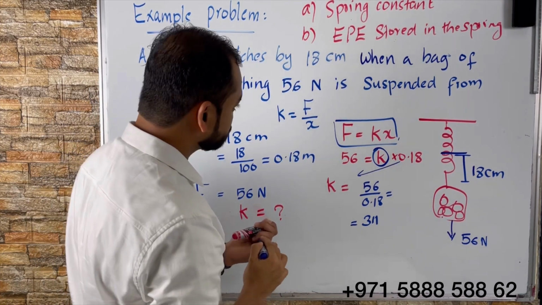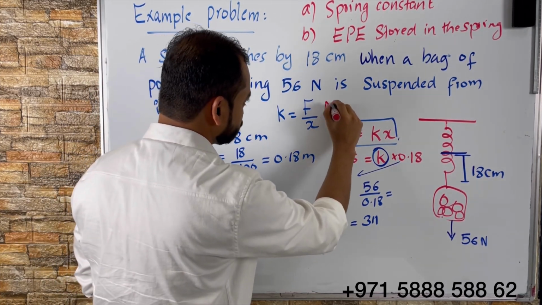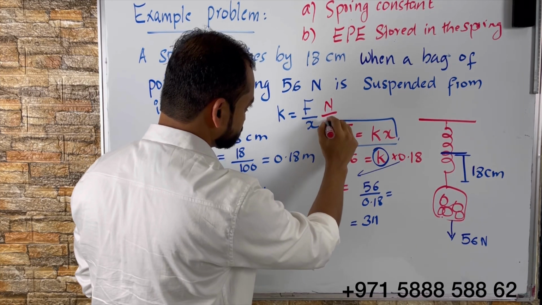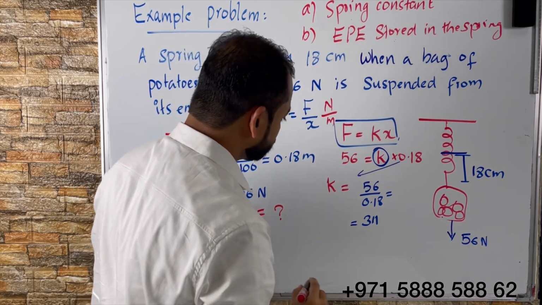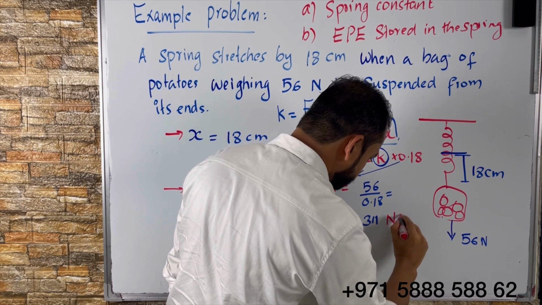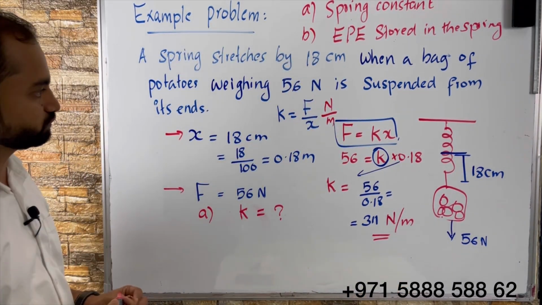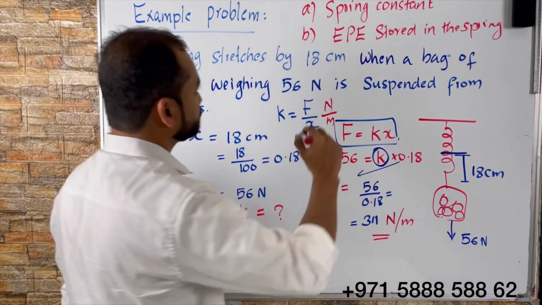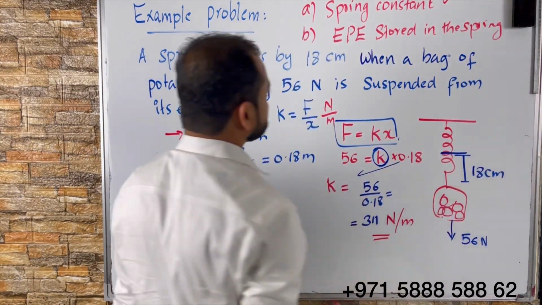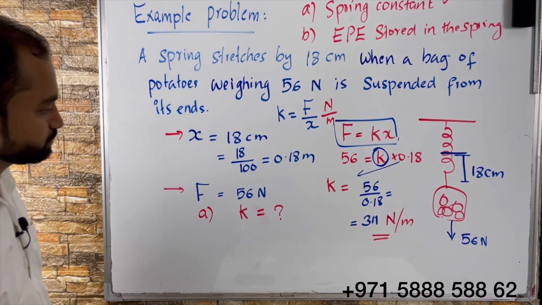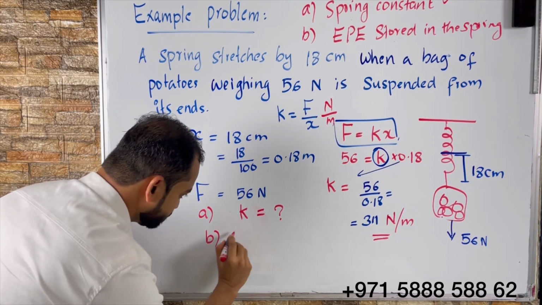What is the unit of F? Newton. Force is Newton, and this is distance. Unit of distance is meter. So unit of K will be Newton per meter. Newton per meter, that is the SI unit for K. So we have calculated the spring constant K. Now we need to calculate the elastic potential energy, that is question B.